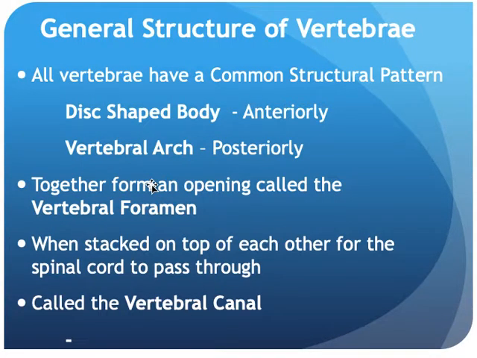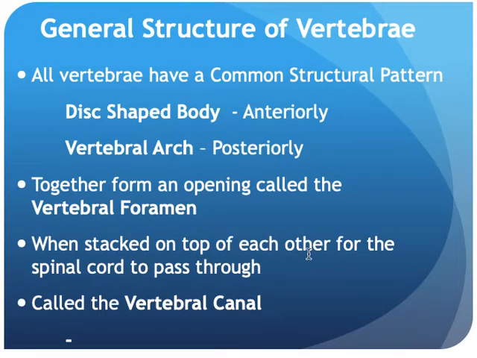All right, so now we look at the general structure of a vertebrae, and again, this is more for labeling purposes, but all vertebrae are going to have a common structural pattern. So the neck ones, the thoracic ones, the low back ones, they're all going to have similar structures. They're just going to change a little bit, but you're going to have a disc-shaped body in the front, or anteriorly, and then we're going to have this vertebral arch posteriorly. And again, we're trying to create this opening for the spinal cord. So together, they're going to form an opening called the vertebral foramen.